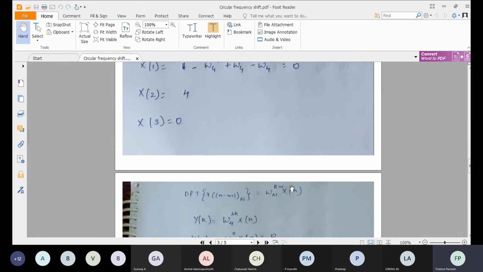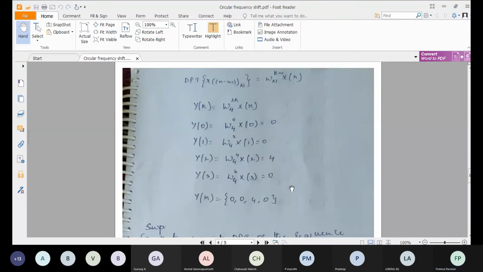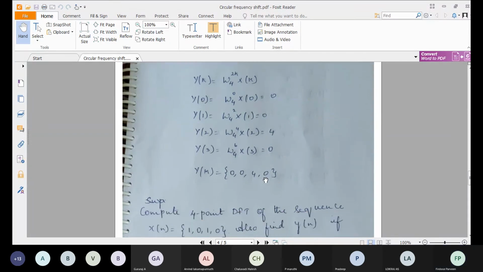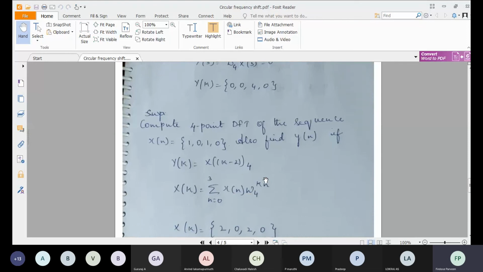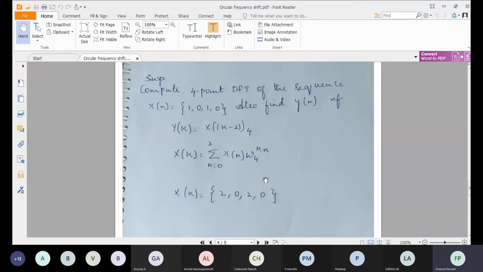So find out, using this formula, what is y of 0, y of 1, y of 2, y of 3, and complete the problem. Next, compute the 4-point DFT of the sequence x of n equal to 1, 0, 1, 0, and also find y of n.